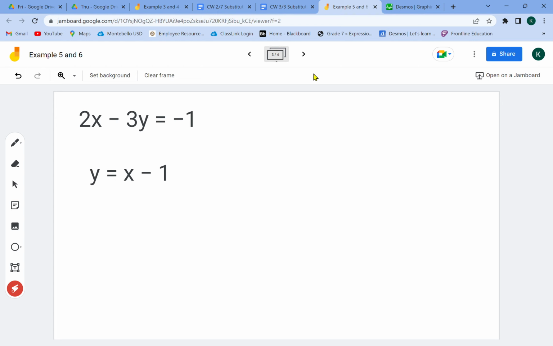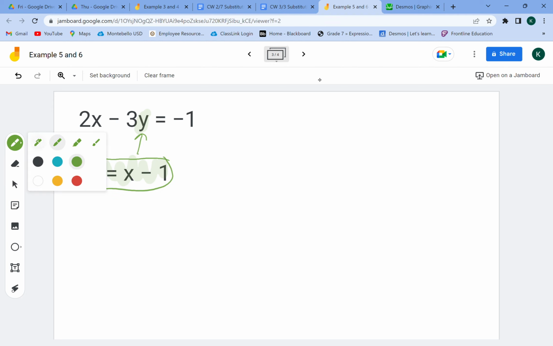Alright, so let's try another example here. Again, we want to solve for the system. Just like before, what I want to do is look for the equation that already has the variable solved. So notice right here, y is already by itself. So what I'm going to do is take this part and substitute it here for this y. Essentially, I take this piece here and I plug it in there.